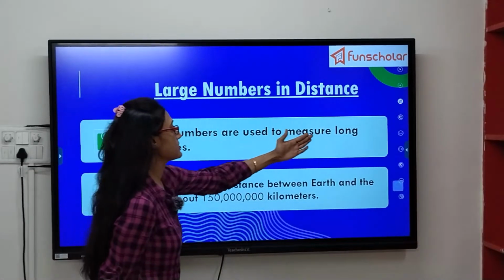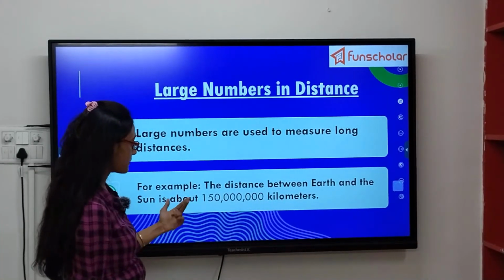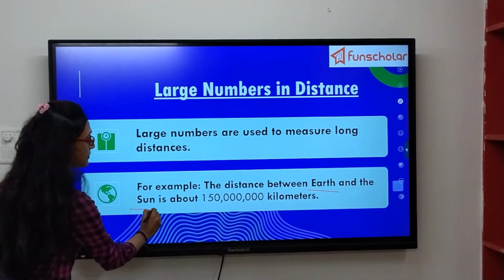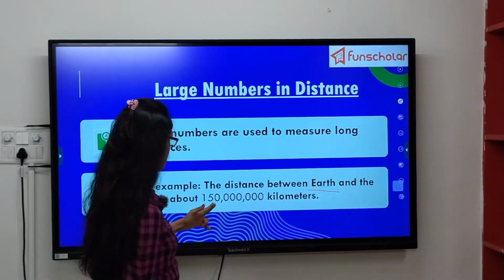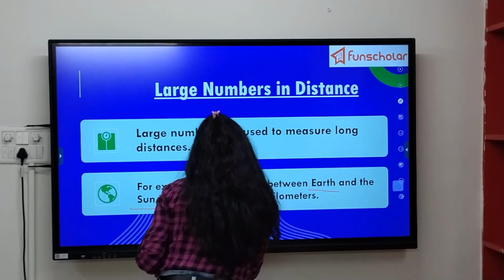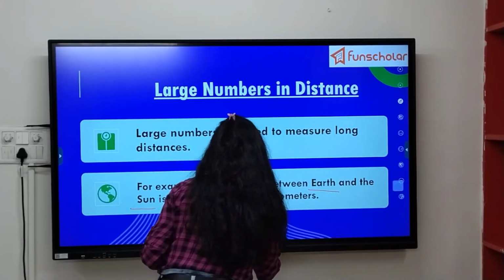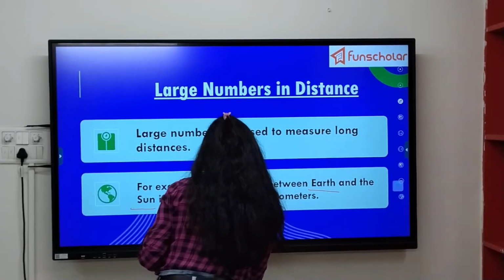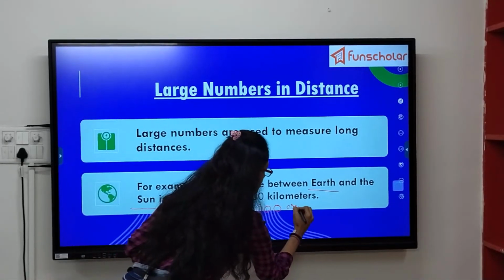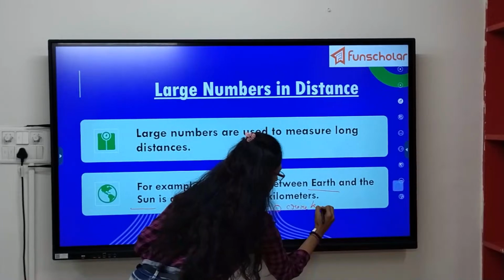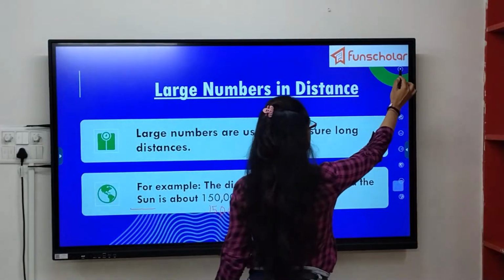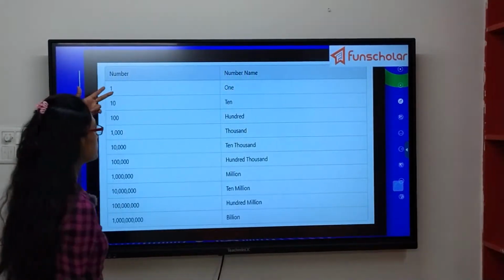Again, they are used to measure long distances. For example, the distance between the earth and the sun is about 15 crore kilometer, right? Okay. Now you know this thing.